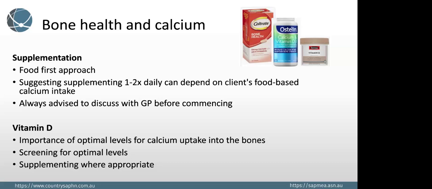And with these two supplementations, we make sure that people have them with food. So the type of calcium in Ostalin and Caltrate is calcium carbonate, and it needs food and fat-soluble products for absorption, and so does vitamin D. So we always encourage that as well.